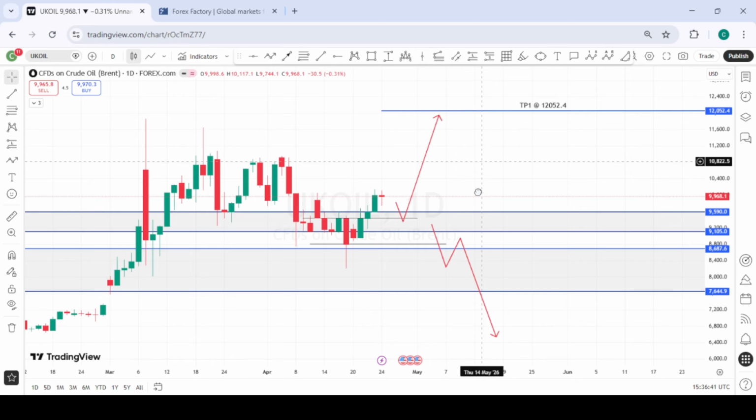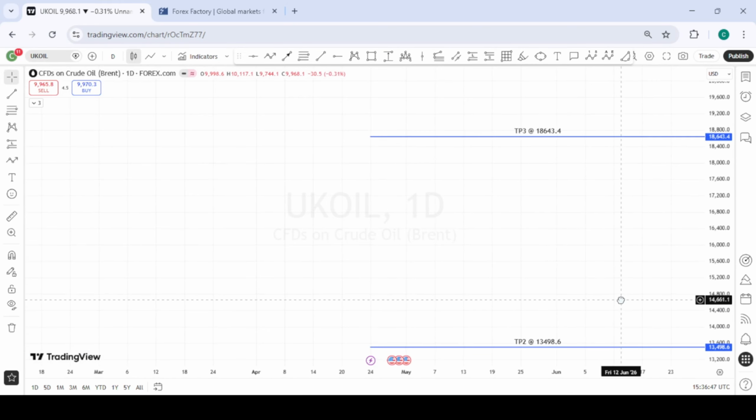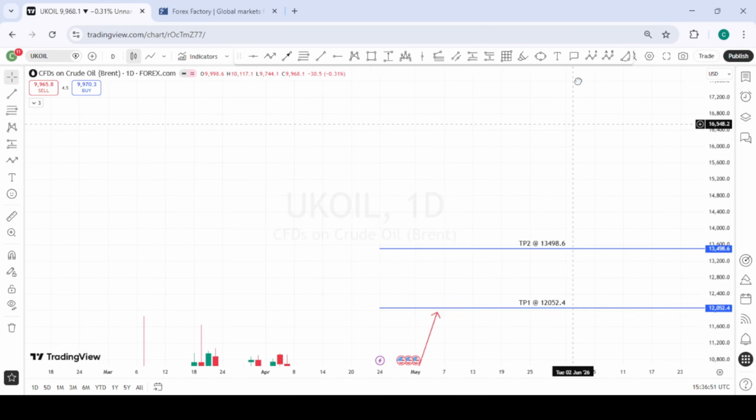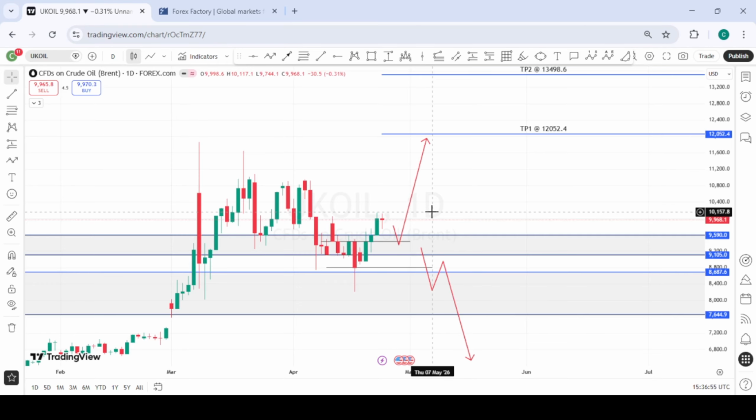So these are various targets above. We have the $120 per barrel, $134 or $135 per barrel, and then the ultimate is like around $186 per barrel for Brent crude oil. So we are very bullish now. Let's see how it goes. I mean, as we know, the tensions in the Middle East is what is affecting some of these pairs and some of these commodities. So let's see how it goes.